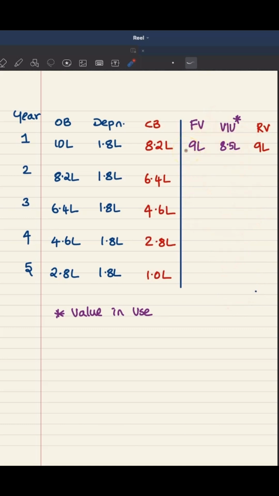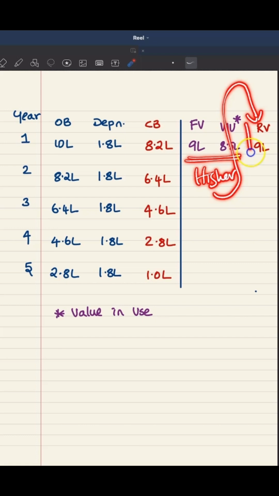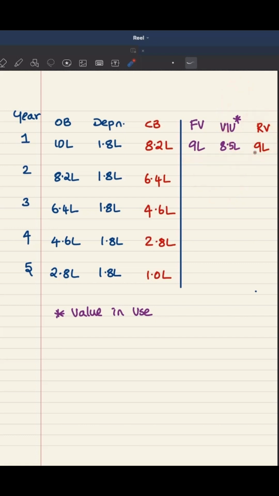So in this, whichever is higher, that will be considered as realizable value. Okay. So here, if I sell the asset in the market, I'll get 9 lakh. This is greater than value in use. So I can say the realizable value is 9 lakhs.